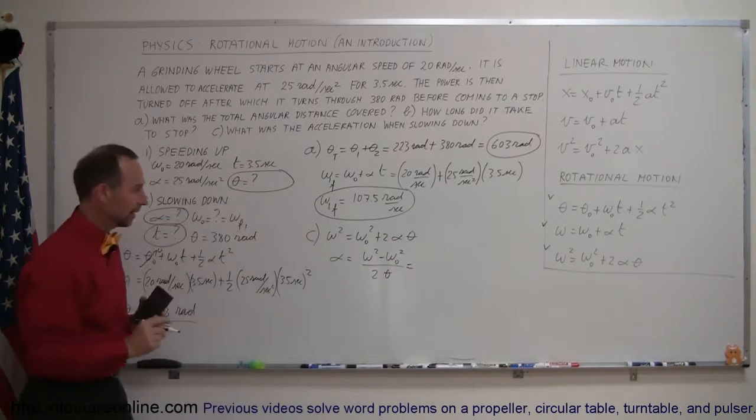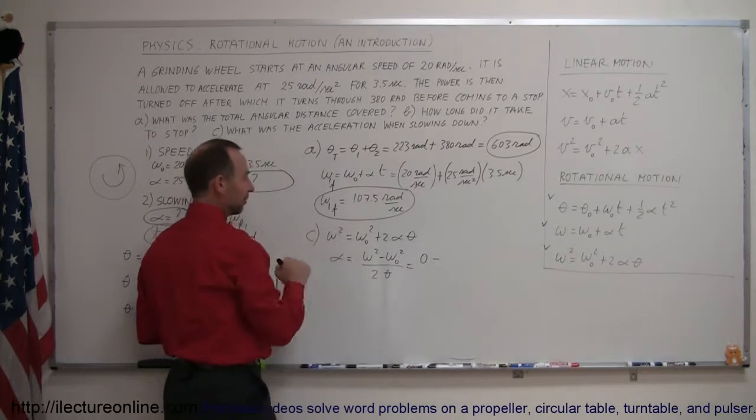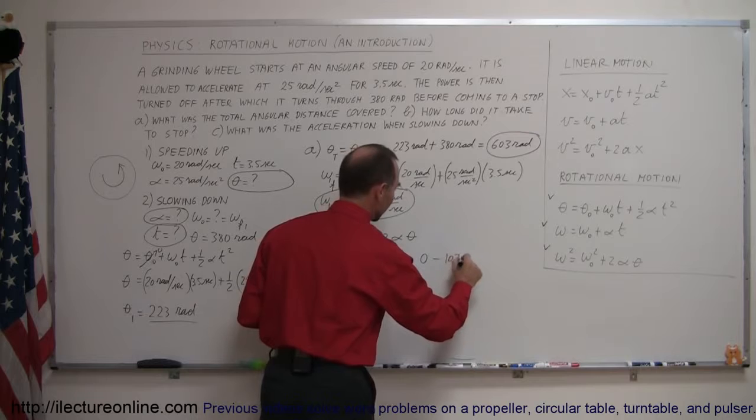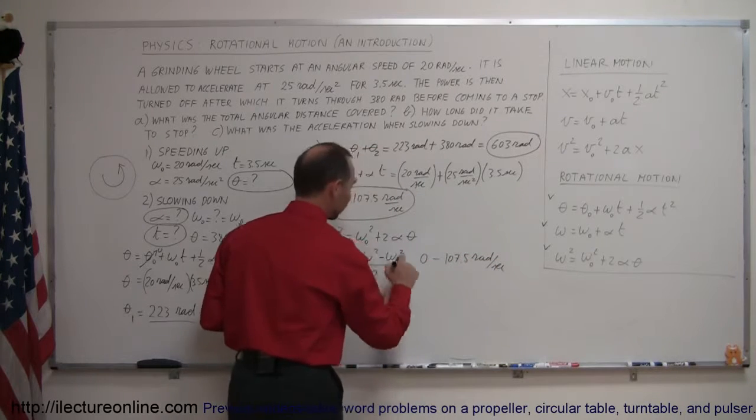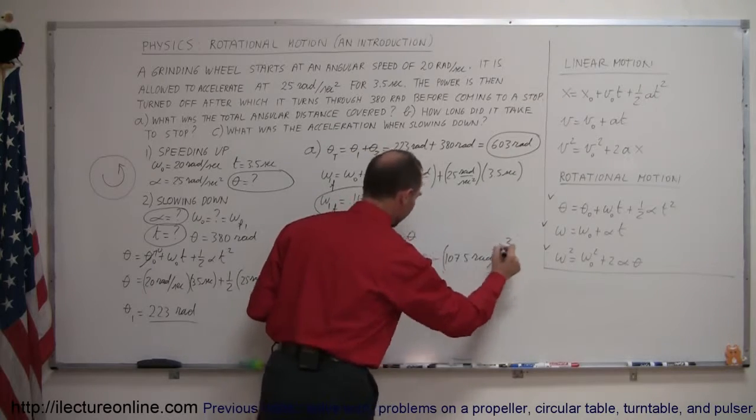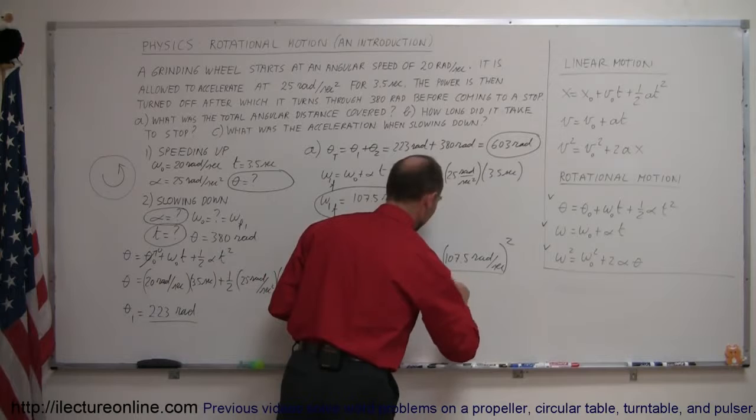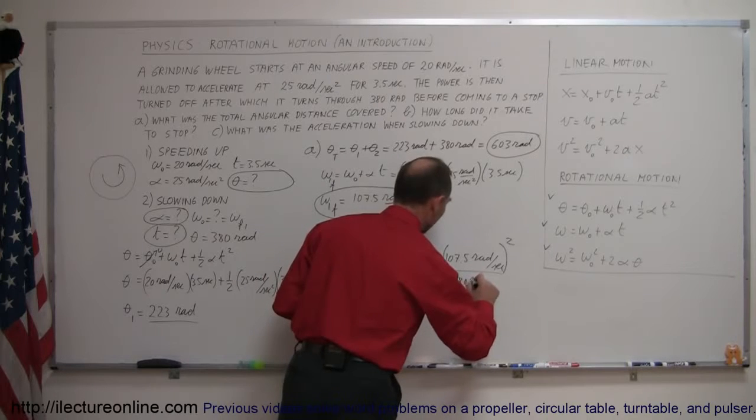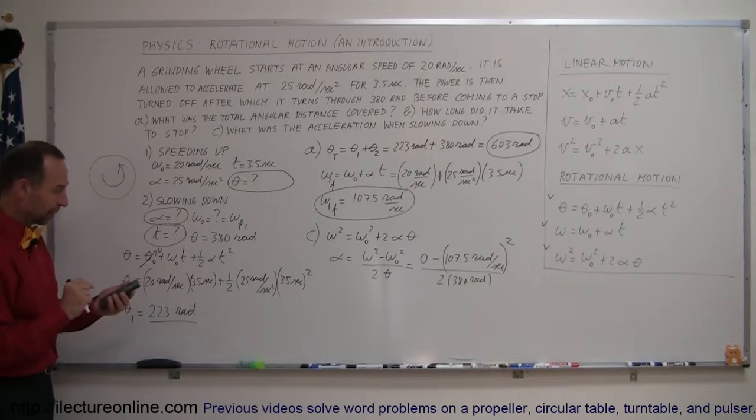Plugging those numbers in, final omega would be 0. Initial omega is the final omega from part 1, which is 107.5 radians per second. And notice that this is squared, so we need to square that. Divide that by 2 theta, 2 times 380 radians, the distance it covers on the slowdown period. So let's figure out what that is.